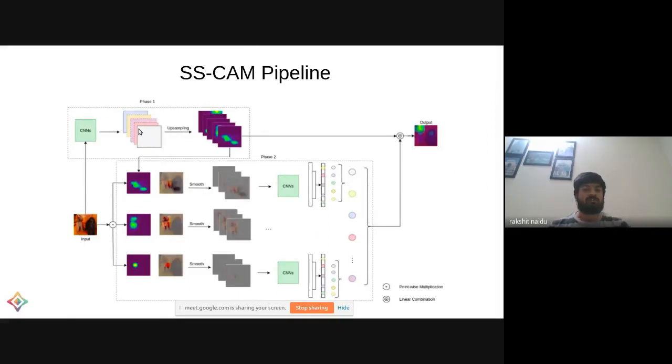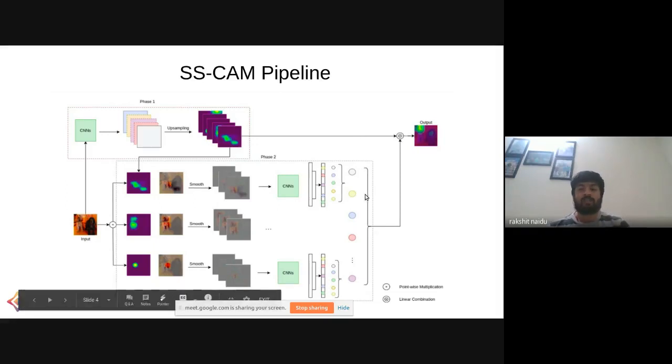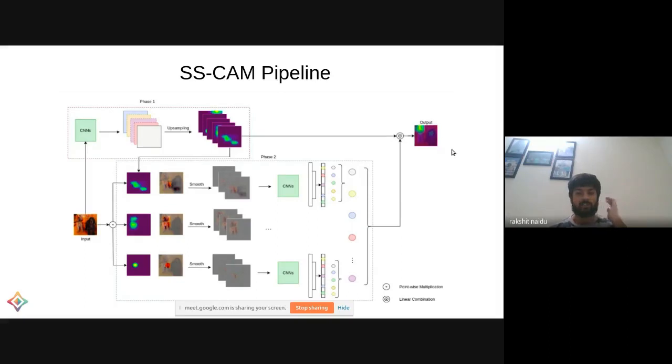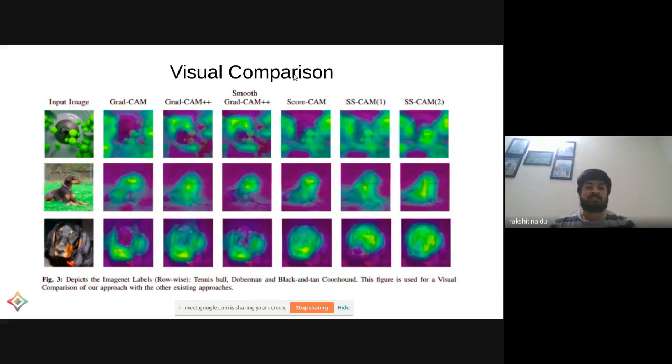So we generate feature maps and then upsample them. And then we multiply them with the input to generate a normalized input mask. And from that, we apply the smoothing operation. And using the average scores that we generate, we perform a linear combination with the upsampled activation maps to generate an output. And as you can see, this is the visual comparison. SSCAM2 performs really good when compared to all the other existing CAM methods.